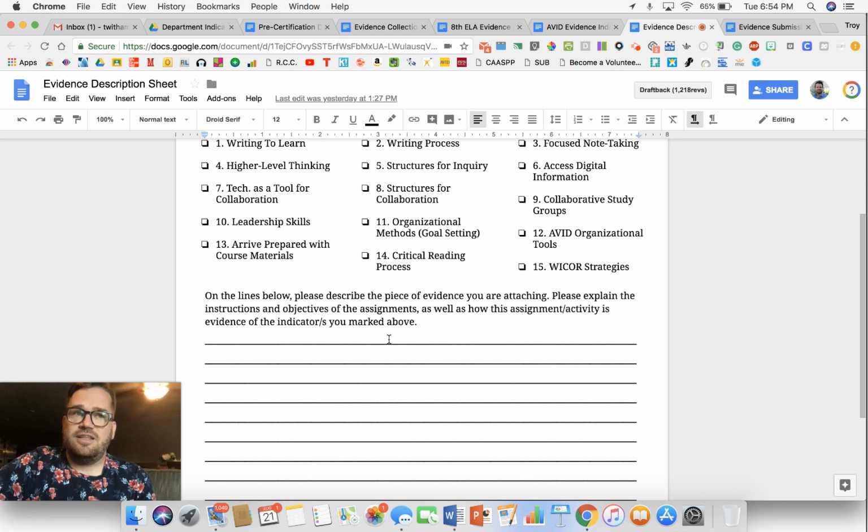Because if the students at one point, you turned this into a discussion format and you had 10 minutes of collaborative discussion, I might be able to fit that under a structures of collaboration, indicator 8. But if you don't explain that to me and I can't readily see that in the piece of evidence you're submitting, I would never know that that could fit there. So this gives the teachers an ability to tell us, I think it fits here, let me explain why.